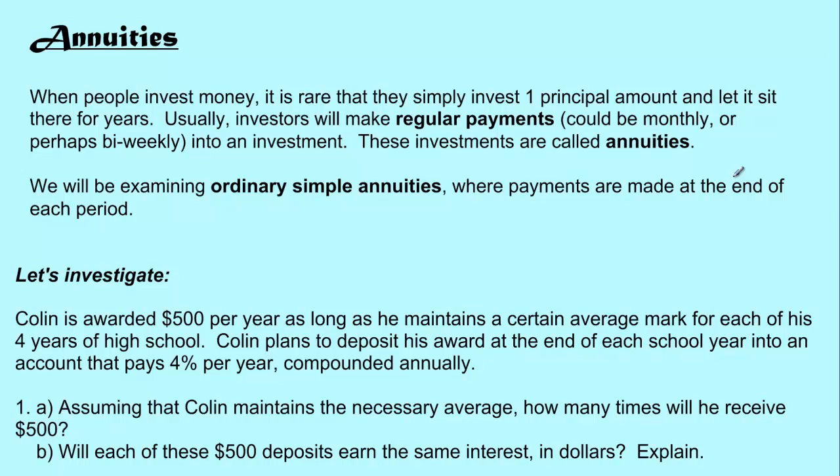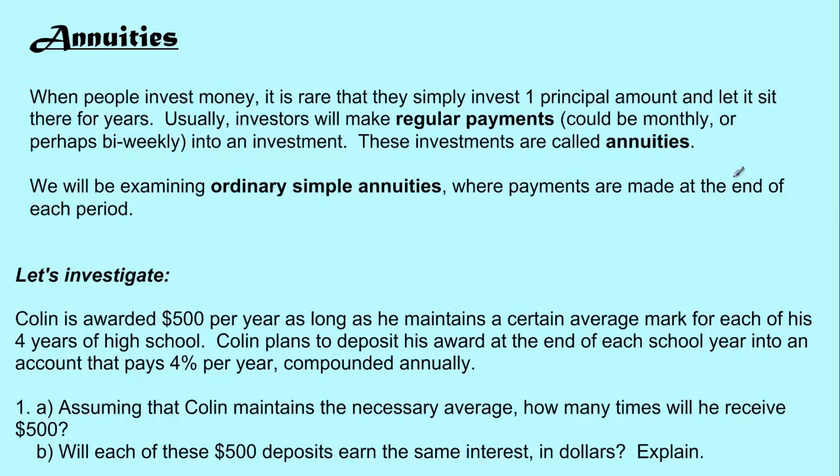People don't just put one payment into an account. A lot of times investors will make what we call regular payments. So either every month or maybe every other week, they'll put money into an investment, and then all of those different payments they put in will all add up, but all of them will also earn interest. These types of investments are called annuities.